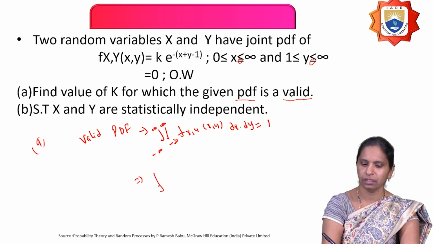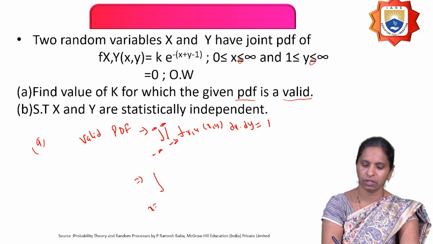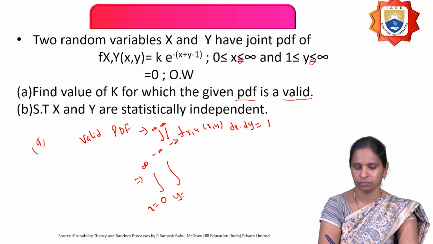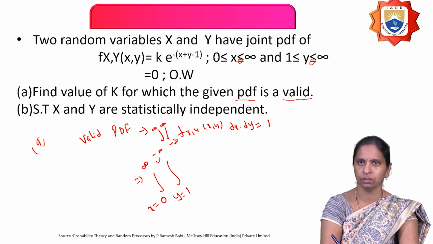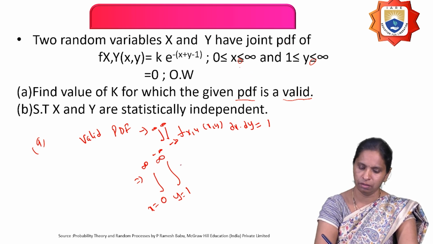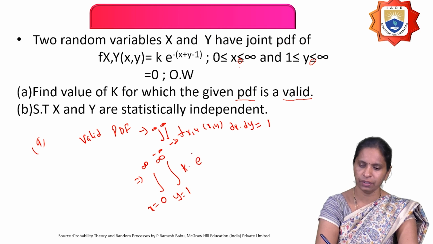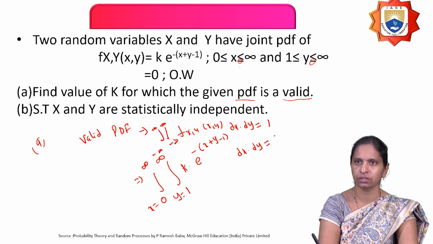Then in the given problem, what are the limits of x? 0 to infinity. And what are the limits of y here? 1 to infinity. So y equals 1 to infinity. In these limits, what is the density function? K into e power minus of x plus y minus 1 dx dy equals 1.